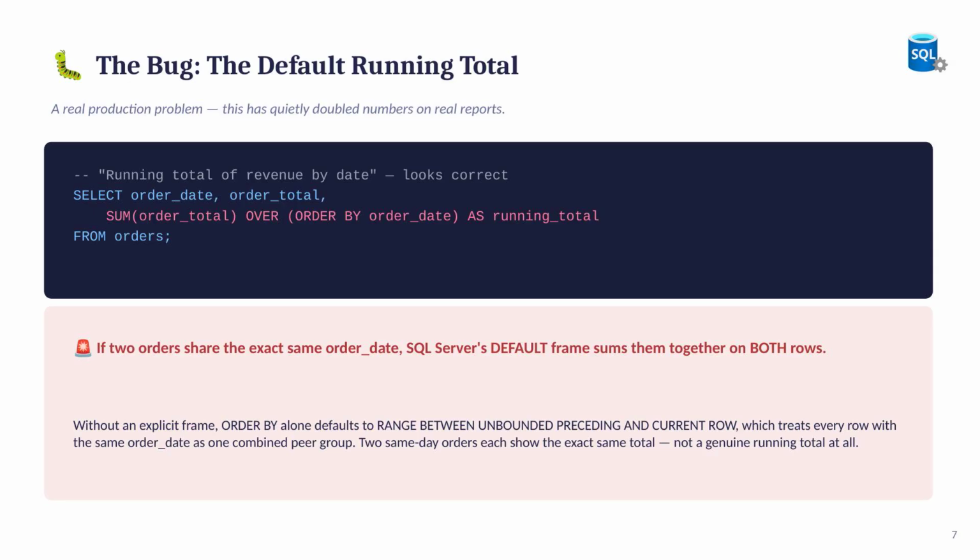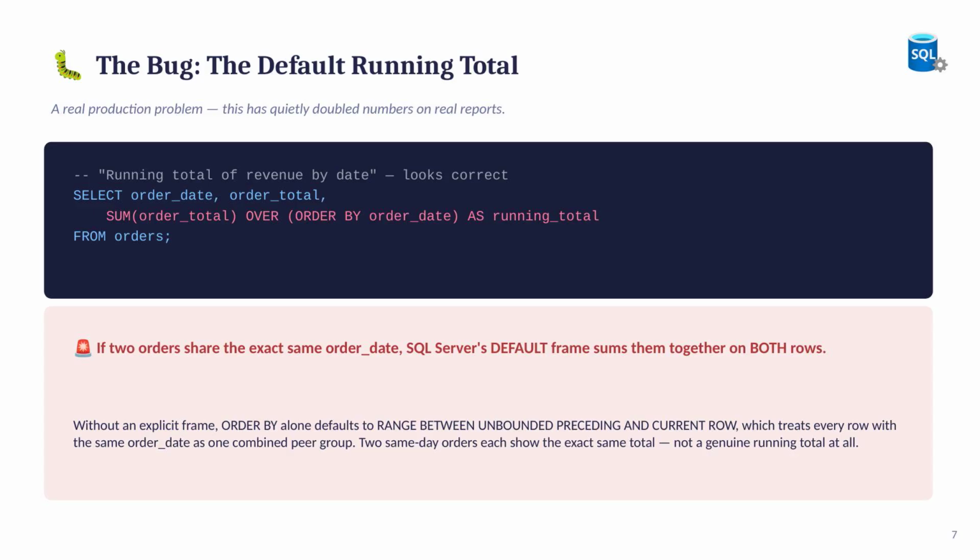If even 2 orders happen to share their exact same order date, SQL Server's default frame sums them together identically on both rows. Here's precisely why, without an explicit frame, ORDER BY alone defaults to RANGE BETWEEN UNBOUNDED PRECEDING AND CURRENT ROW, which treats every row sharing that same order date as one single combined peer group. 2 same-day orders each show the exact identical total, which is not a genuine running total at all.